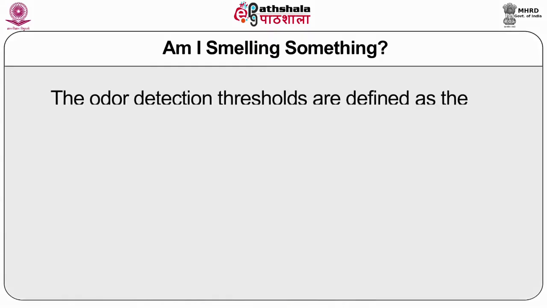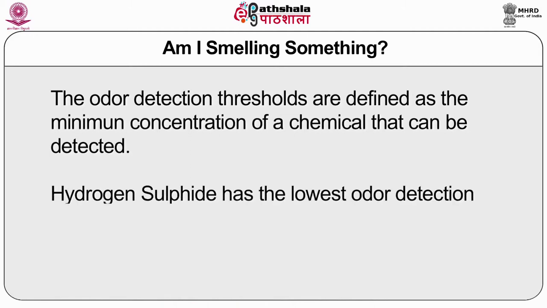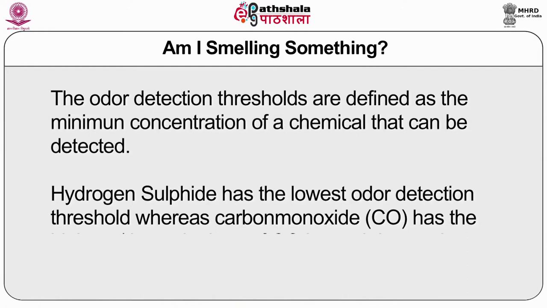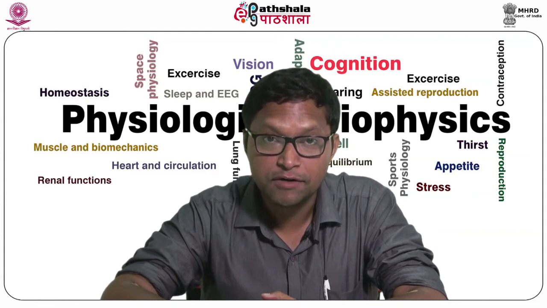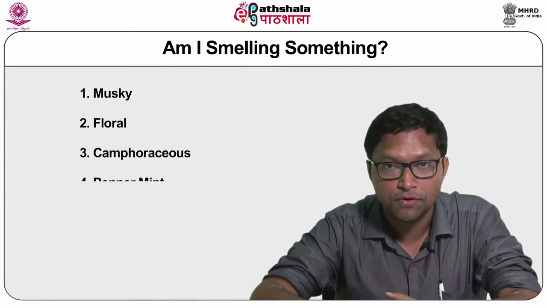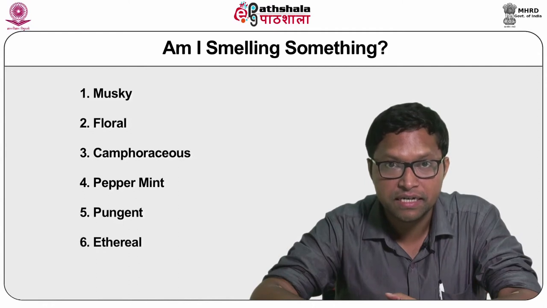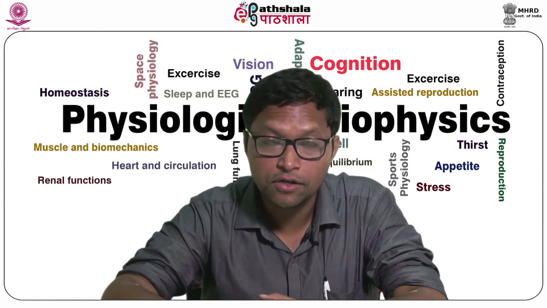The odor detection threshold is defined as the minimum concentration of a chemical that can be detected. Hydrogen sulfide has the lowest odor detection threshold, whereas carbon monoxide has the highest. Also remember that the toxic dose of carbon monoxide is much lower than the dose at which it can be detected. There are mainly 7 primary odors: 1. Musky, 2. Floral, 3. Camphoraceous, 4. Peppermint, 5. Pungent, 6. Ethereal and 7. Putrid. The intensity of sensation is related to the concentration of the substance.